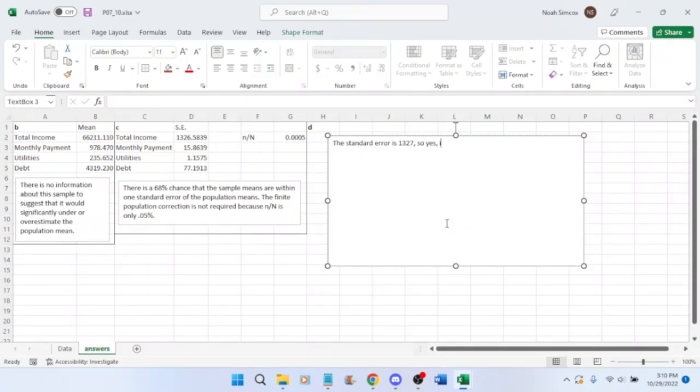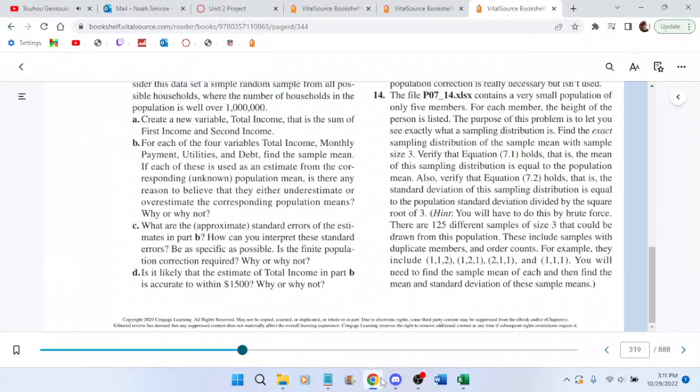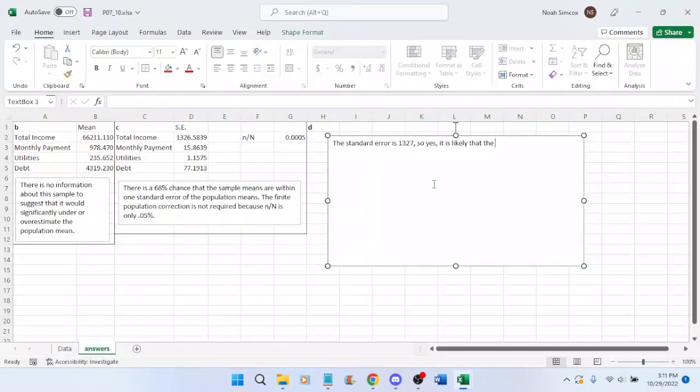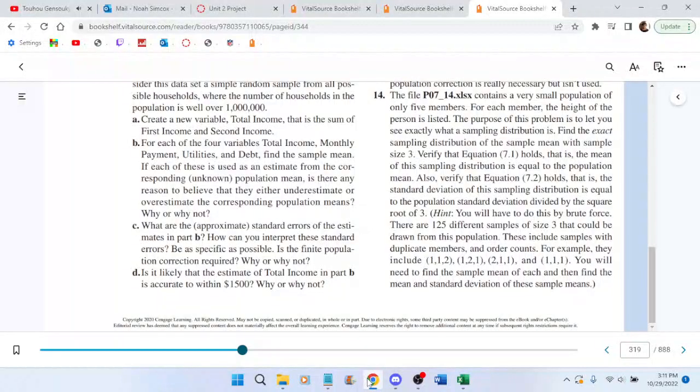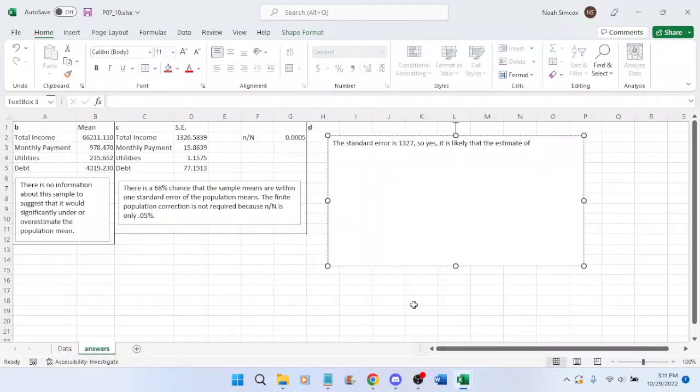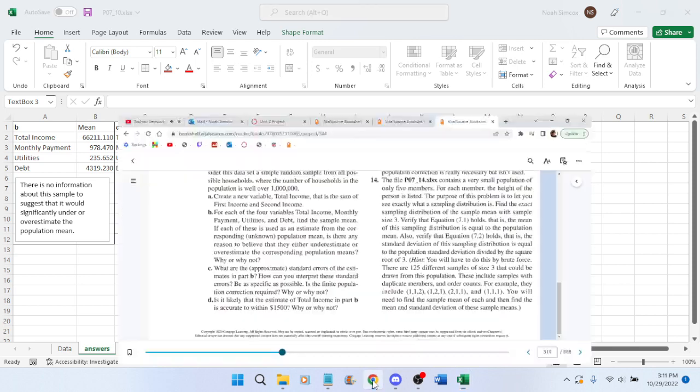So yes, it is likely that the estimate of mean total income is accurate to $1,500.